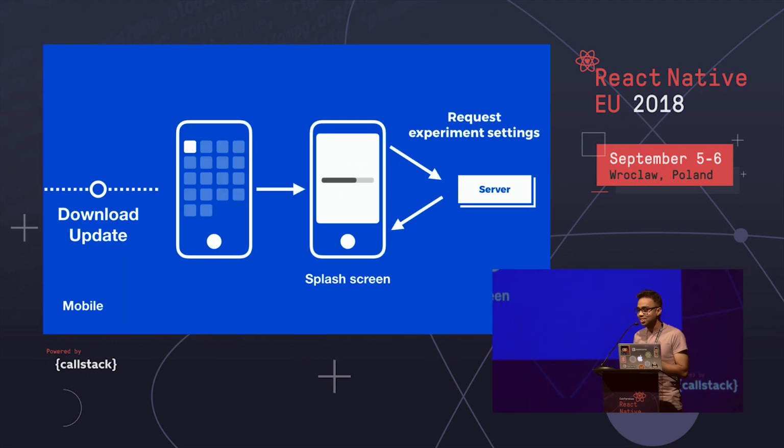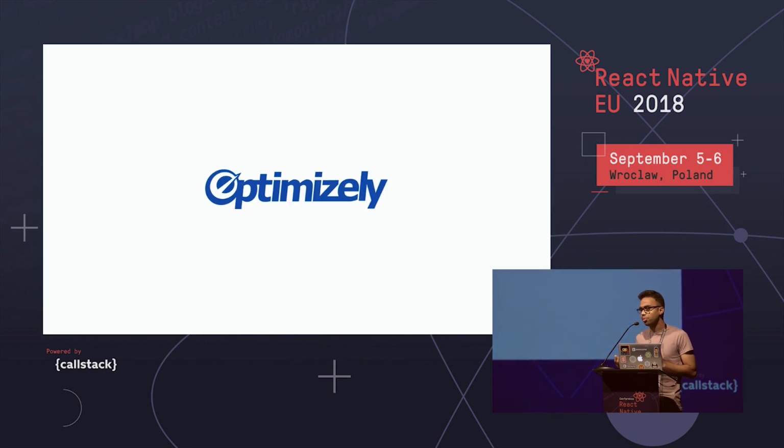Yes, so I was talking about getting the experiment settings when the splash screen has been loaded, so that when the user is just opening your app, you get the settings from the server. And for this example, I'm going to use Optimizely throughout. To give a bit of a disclaimer, we don't use Optimizely at Booking. This is just an example to showcase how it's been done.